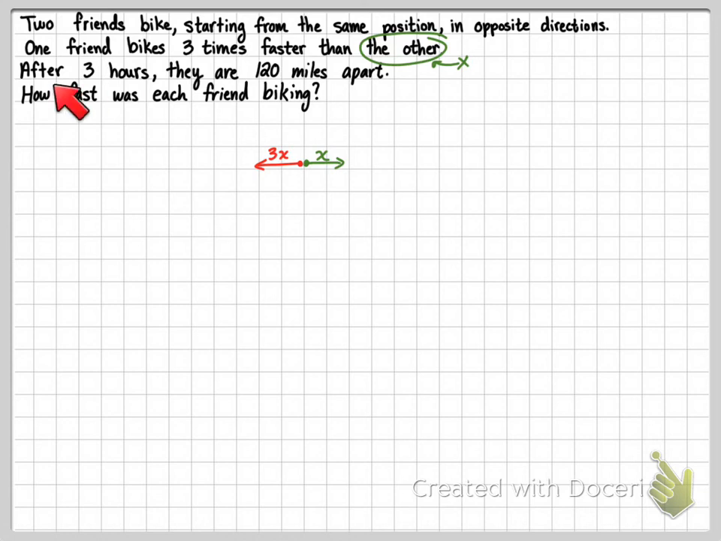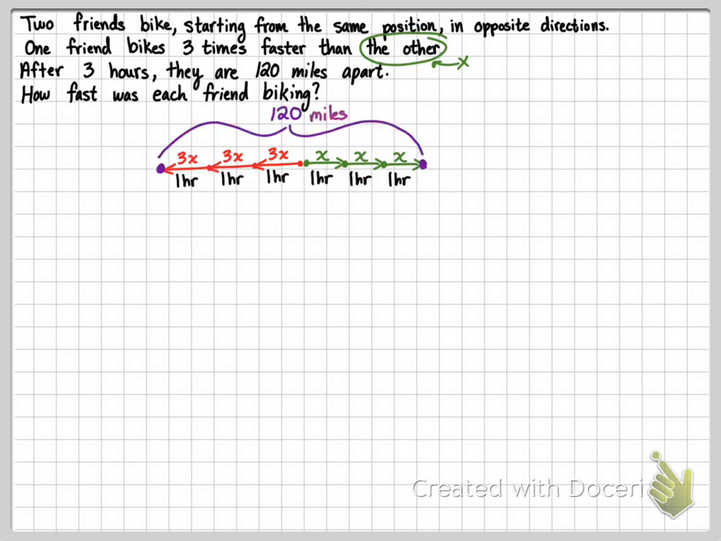Now it says after 3 hours. This is 1 hour. After 1 hour, they're both this far apart. After 3 hours, they're going to be 120 miles apart, right? How fast was each friend biking? So we're going to combine, so we know that 3x, there's 3 x's, and we're going to add 3 x's, and that's going to equal the total number of miles that they are apart. So we're trying to figure out how fast they were biking. So that equals 120.